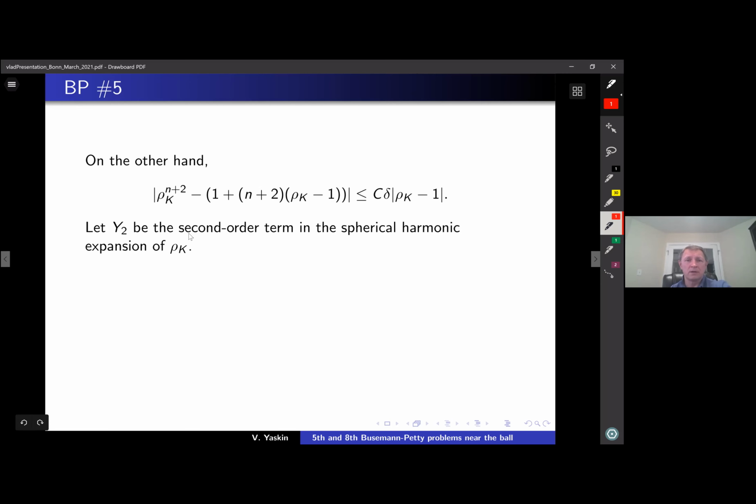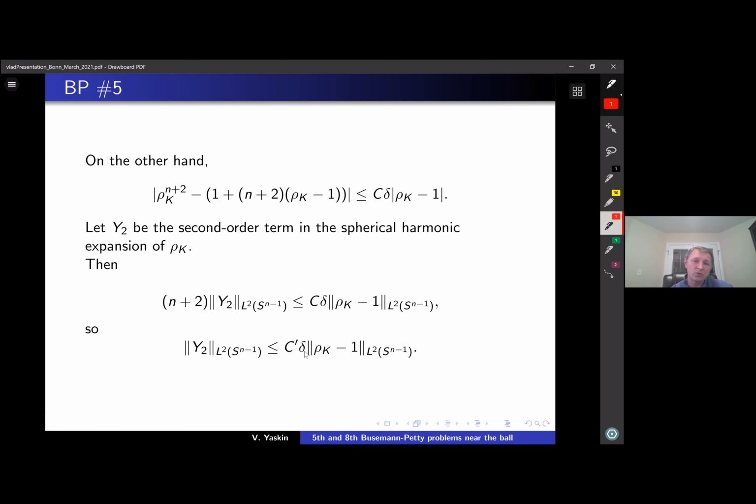Now let y_2 denote the second order harmonic of rho_K. Taking the L2 norm of both sides here and projecting and keeping only the second harmonic in the left-hand side, we get this inequality. So this means that the second harmonic of rho_K in the L2 norm is small. It's very small, right? So as you can see, this is not a problem. So above, I ignored second order harmonics, but they don't create any problem.